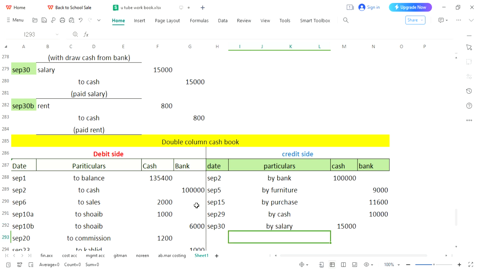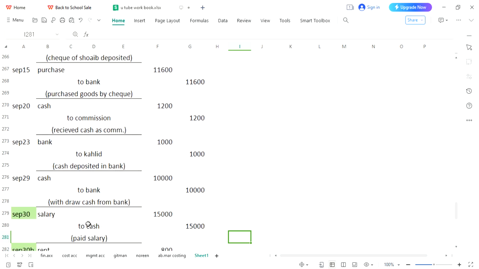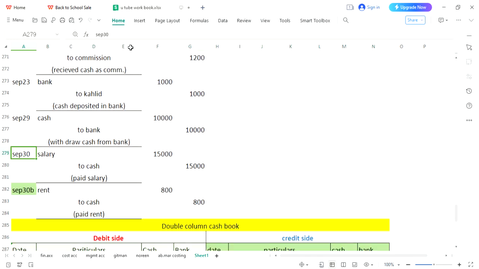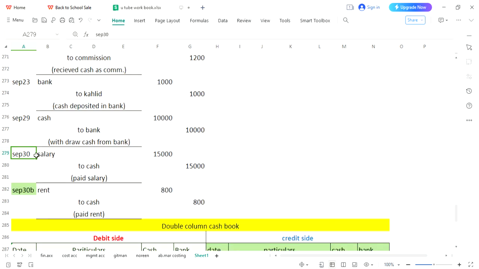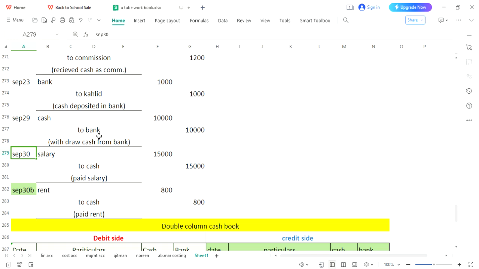I will show you September 30. Look at here. Cash was credited. Salary was written on the opposite side. It means this entry has been completed. So we are marking it as it has been done. Please note it down. I will show you again September 30. Cash was present on credit side. And salary was written on the opposite side, so you have put salary on the opposite side. In this way, September 30 entry is completed.